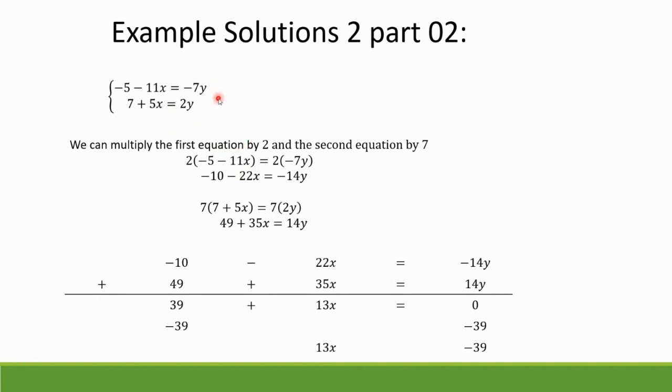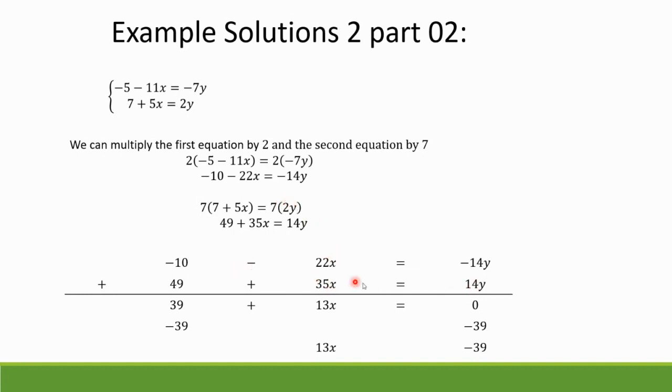So what I did was I multiplied the first equation by 2 and the second equation by 7, right? Because then, we distribute the 2. You get -10 minus 22x is -14y. Here, we get 49 plus 35x, when you multiply the second equation by 7, equals 14y. But now you can see that the y's, their coefficients are the same, except they're opposite in sign. So if you were to add them, the coefficients would be gone. In other words, the variable would be gone.